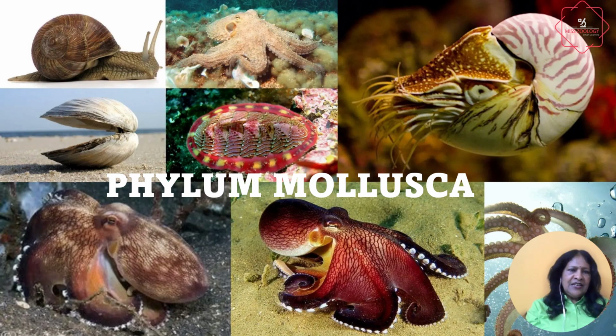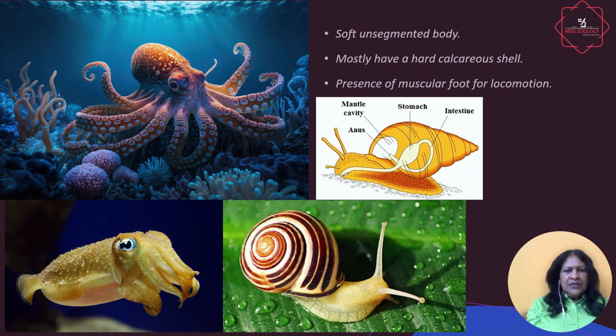Coming next is phylum Mollusca. Mollusca that you see here are soft-bodied invertebrates. They have a skeleton basically covering their soft body. Let's see into the body structure and other features. They have a soft, unsegmented body. Mostly there is a hard shell which is made up of calcium carbonate. Presence of a muscular foot for locomotion is a very important feature of Mollusca.